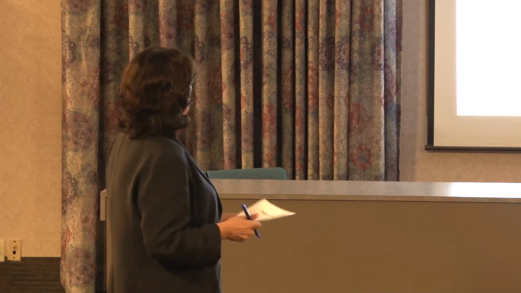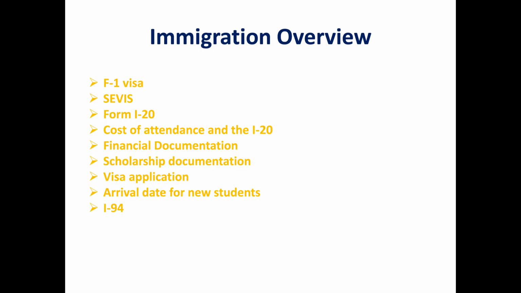Okay, I'm giving you a generic overview of immigration. Some of these terms you may already know. The first one is the F1 visa. The majority of international students on campus would be on the F1 visa, and that means that they had to apply for an F1 visa. They have to follow some guidelines pertaining to being in this category. You will also see other international students who may have a different visa, but we are not required to track them for immigration purposes.